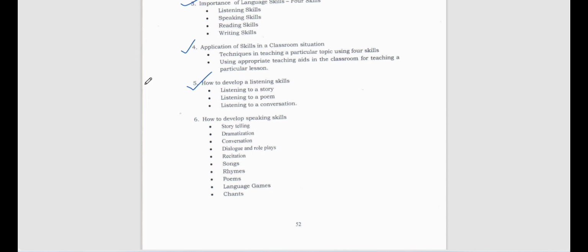So how to develop listening skills? If you want to improve, see, whenever I'm saying you, it does not mean you, it means the students. I am talking on behalf of the students. So whenever we want our students to listen to us, or whenever we want them to improve their listening skills, what we will do is ask them to listen to a story.